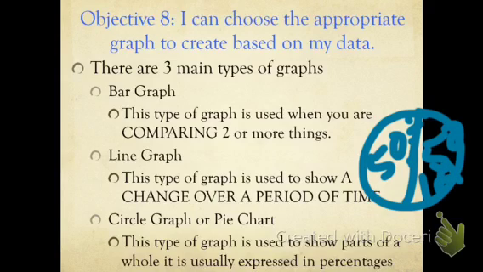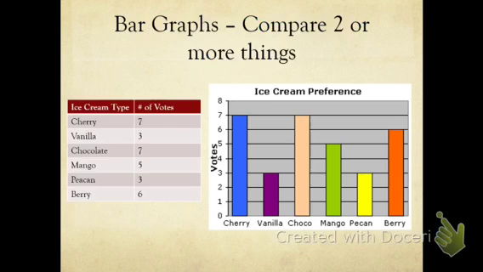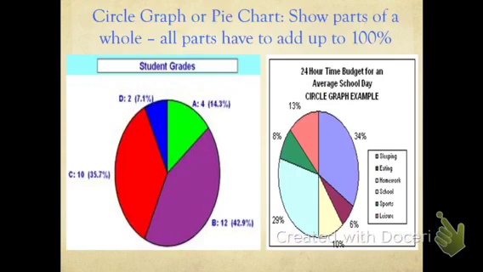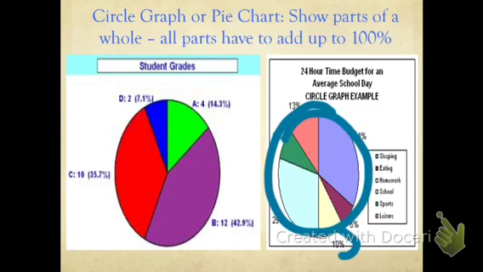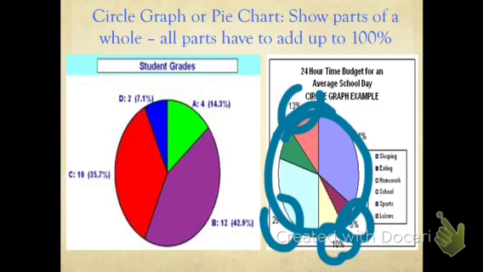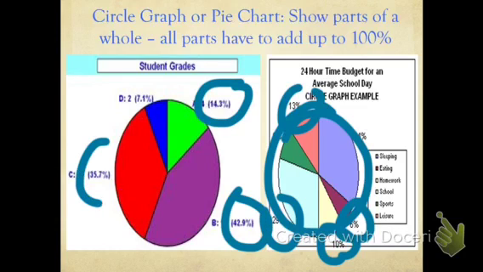Okay, moving on. So anyway, circle graphs, pie charts, we use that to show parts of a whole. All right. Bar graphs, again, they compare two or more things. Here is a bar graph just to give you an example. Circle graphs, parts of a whole. Remember, all parts have to add up to 100%. If we took all these percentages over here, they would add up to 100%. Same thing over here. Okay? They have to add up to 100.